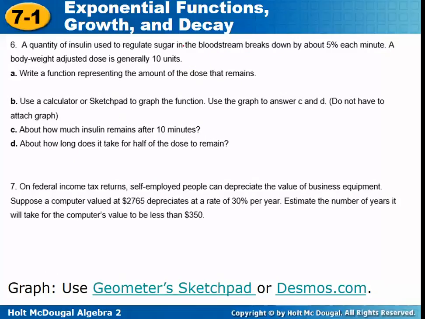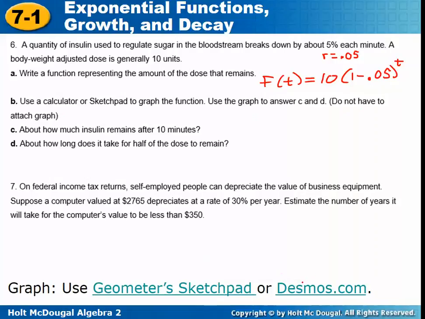A quantity of insulin used to regulate sugar in the bloodstream breaks down by about 5% each minute. A body weight adjusted dose is generally 10 units. Write a function representing the amount of the dose that remains. So our function of time is going to be equal to the amount that you start with, which they said was generally 10 units. Now is this decreasing or increasing? It's breaking down, so it's going to be decreasing. And it's decreasing by 5%, which we need to change to a decimal, like this. So here's your function. And then for b, you are going to graph this using Desmos or Geometry Sketchpad.